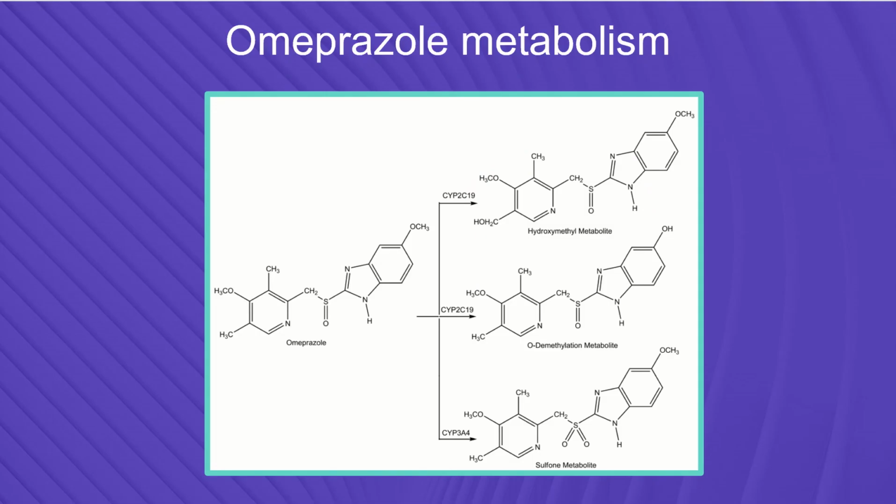So these are our metabolites of omeprazole. We have the hydroxymethyl metabolite. Looking at the structure, we can see where we have a methyl group here and we have a hydroxyl group on it. So this is one metabolite. You also have the O-demethylation metabolite. This methoxy here just loses the methyl, and so that's this metabolite. And then we have the sulfone metabolite here.